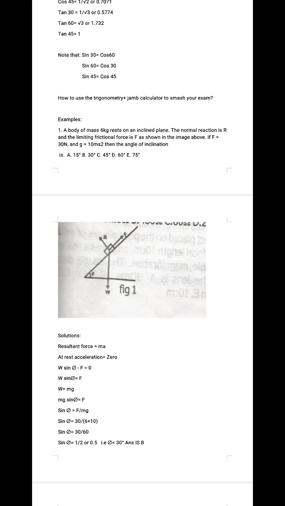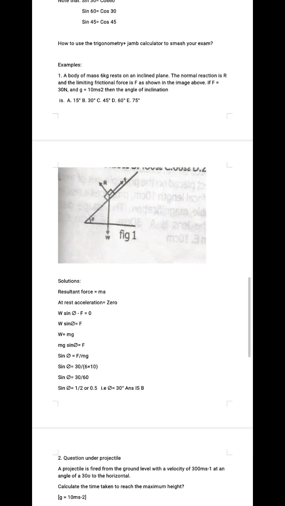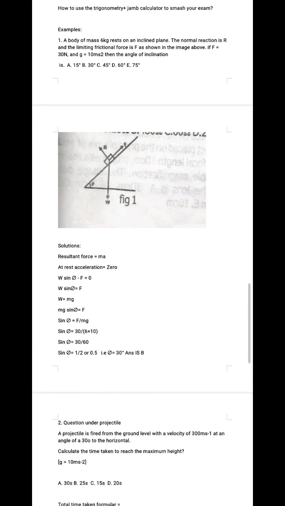Remember, I'm not teaching physics. I just want to show you how you can do it. If you have any question, you can put it in the description below. Now, you have the normal reaction R, you have the weight, and you also have the frictional force. Remember, one of Newton's laws of motion says the resultant force equals mass times acceleration. But based on the fact that the body is at rest, there's no acceleration, which equals 0.